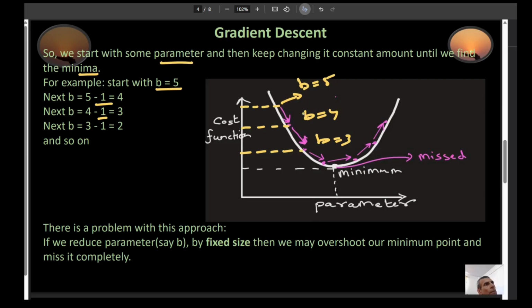So you can see that as your b is decreasing from 5, 4, 3 to 1, your cost is decreasing. But it is also possible that when it reaches over here, it may overshoot your minima. Your minima is over here and it just went over that. It kind of missed it. So that is a problem when you are decreasing your b by a fixed amount. It may overshoot the minima.